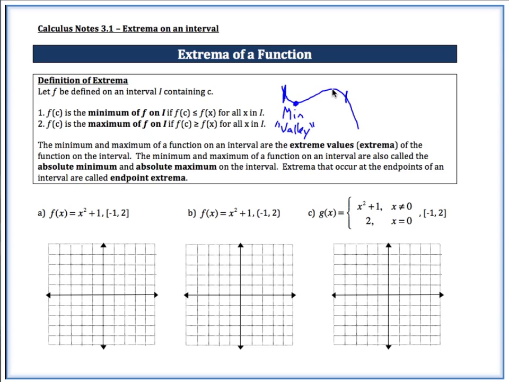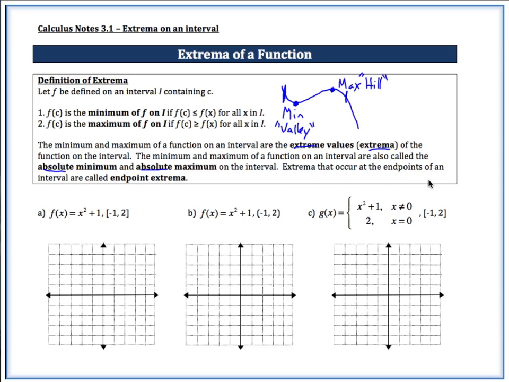Now on this interval, we also have the highest point, and we're going to call that our maximum. And we think of this like a hill. So you can see on this interval that this value is higher than any other, and on the interval this value is lower than any other ones. So we call these extreme values, or extrema, and the minimum and maximum of a function on an interval are also called the absolute minimum and absolute maximum on that interval. So if we just look at that interval, absolutely, this is the minimum.